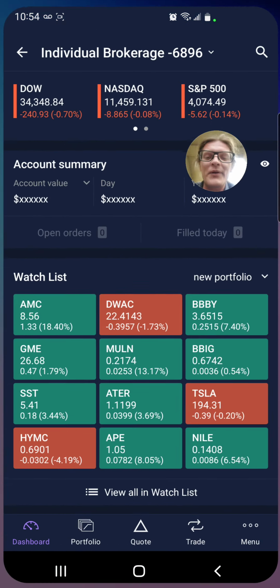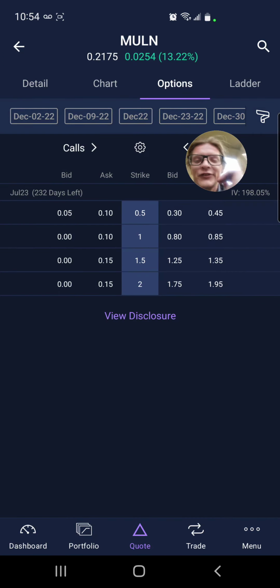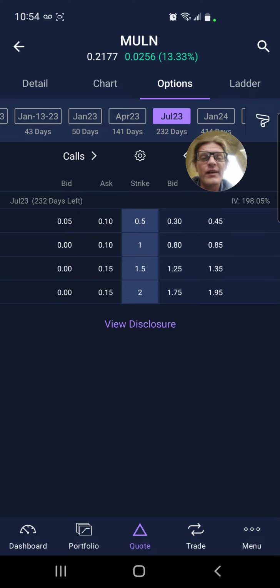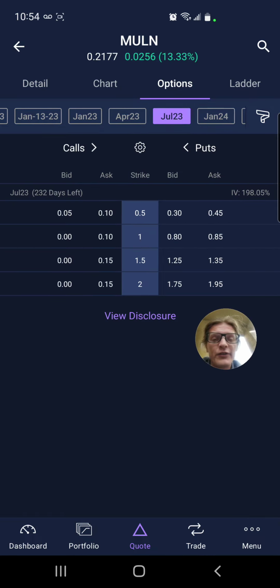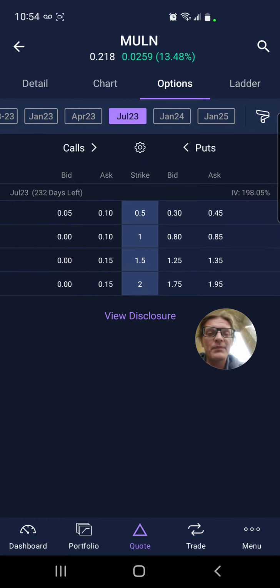So one of the beautiful things about MULN, and I'm pretty confident about this, we'll have to see what happens if I'm right about everything, if I'm right about the reverse split. But if we come back and we look at the option chain, I don't think a squeeze, if they don't get the 5 billion shares, has happened before July 23. So if I'm buying any option, it's going to be a July 23 option.